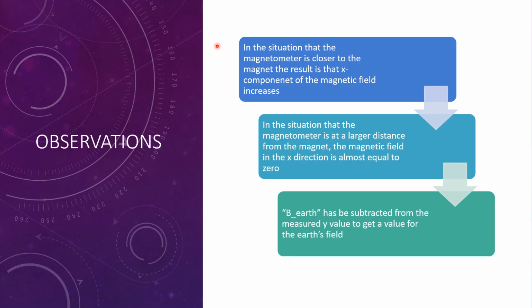Just to point out some observations during data retrieval, first of all, the magnetometer moved closer to the magnet. When that happened, the x component of the magnetic field increased, and when it was further away, the magnetometer measured almost a zero magnetic field in the x direction, so that's important to note. Also, it is important to note that the B Earth value had to be subtracted from the measured Y values in order to compensate for the magnetic north property.